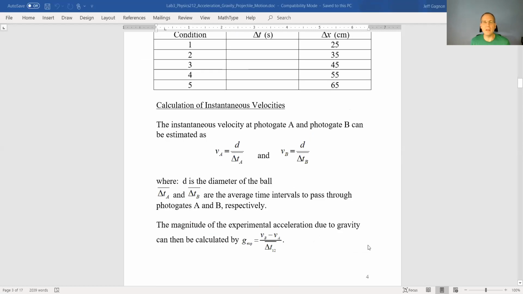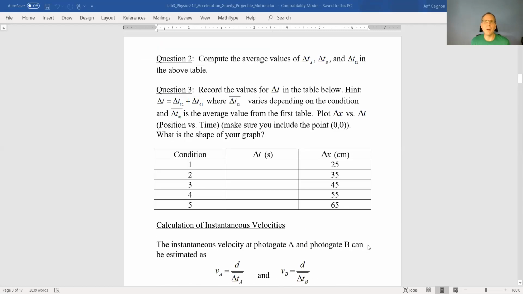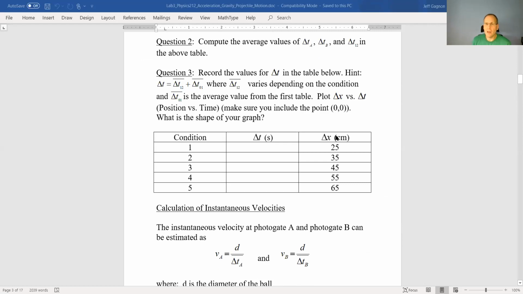Okay, so then what you're going to do is plot delta X, which is position, versus delta T, versus time. So be very careful with this. You want time on the x-axis and position on the y. Make sure you also include the 0.00 when you do this plot, even though it's not included in the table here. And the question is, what is the shape of your graph? So do this plot and then answer that question. What is the shape of your graph?